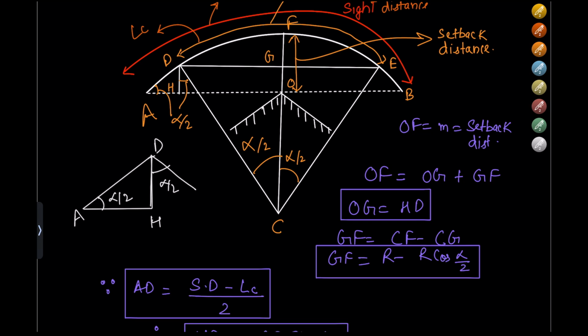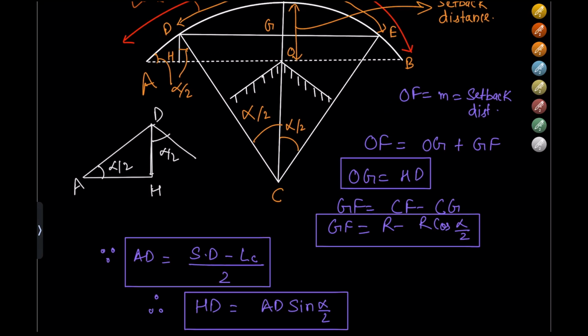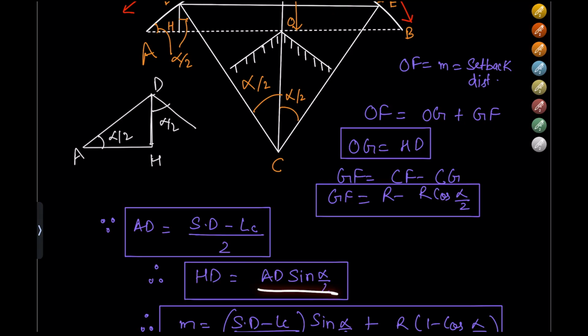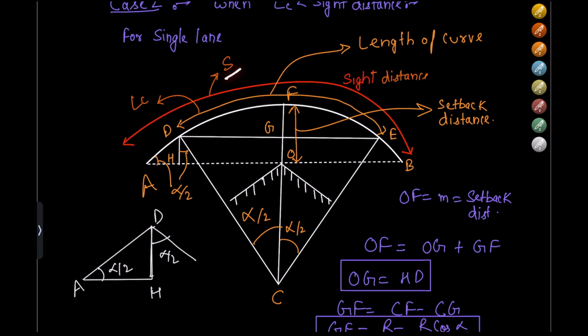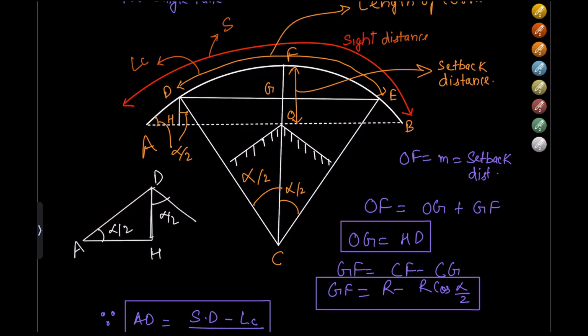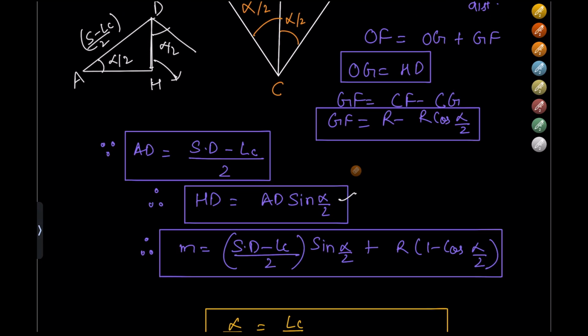For calculating HD, we can say that HD over AD is equal to sine alpha by 2. How can we say that? This length AD is known to us. It is equal to the side distance minus the length of curve, divided by 2. AD plus EB would be equal to S minus LC, where S is the side distance and LC is the length of curve, so AD would be S minus LC upon 2. So for HD we can say that HD is equal to S minus LC upon 2 multiplied by sine alpha by 2. That is what we have written in the line below.